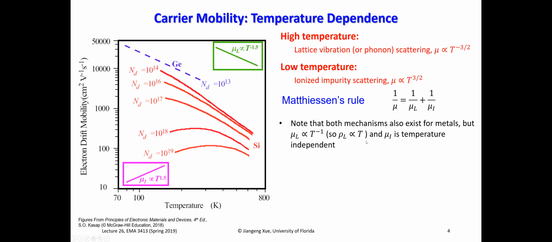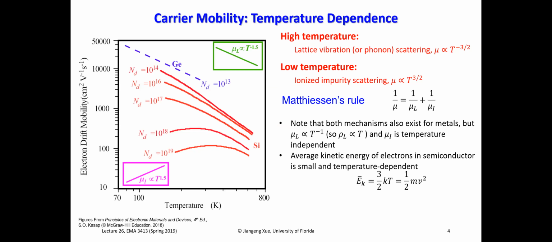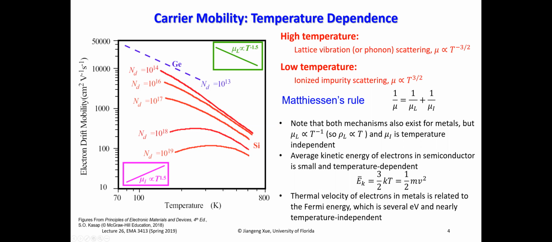In the high temperature range, we have a linearly increasing resistivity. That basically means the mobility goes down by 1/T in the high temperature range. In the low temperature range, the ionizing impurity scattering term is mostly temperature independent. And that difference is mostly caused by the difference in the kinetic energy or the average velocity in these systems at different temperatures. In semiconductors, we know that average kinetic energy of electrons is only 3/2 kT, and that gives you a very low velocity, and that's also temperature dependent. In the case of metals, the thermal velocity of electrons is related to the Fermi energy, which is much, much higher, several eV, and also temperature independent.